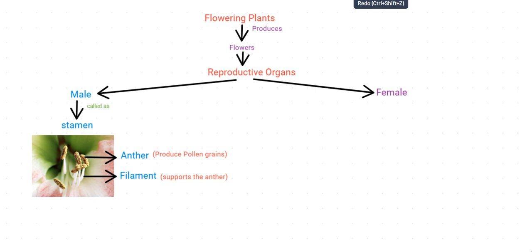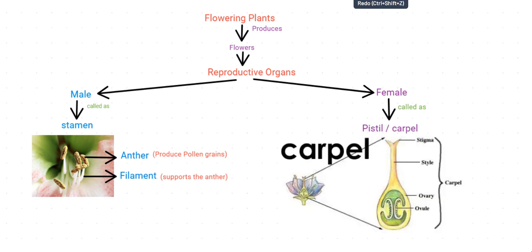We know that pollen grains are the male gametes, which have to reach the ovule, the female gamete, for fertilization to take place. Okay. Now coming to the female reproductive organ of a flower, it is called the pistil or carpel. So this has four important regions.